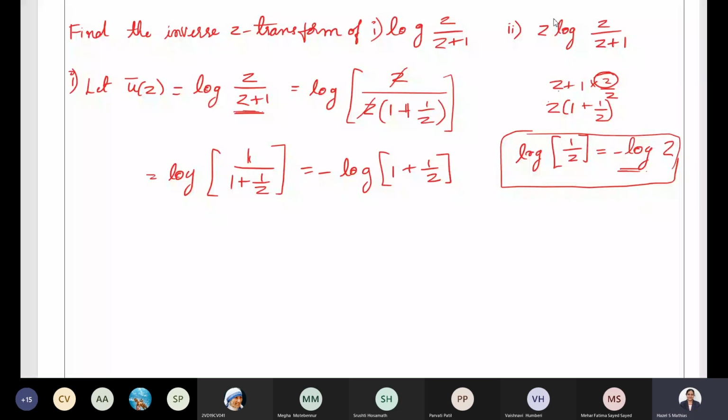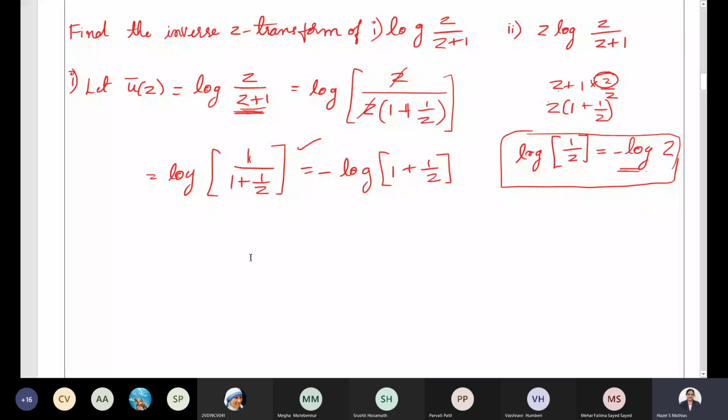Anybody wants me to repeat? Log z by z plus 1, z is kept as it is. From z plus 1 take z outside, 1 plus 1 by z remains. This z gets cancelled, log 1 by 1 plus 1 by z remains. Then log 1 by z is minus log z. We have log 1 divided by 1 plus 1 by z, which is minus log of 1 plus 1 by z. I hope this is clear. Done? Yes, ma'am. Okay.